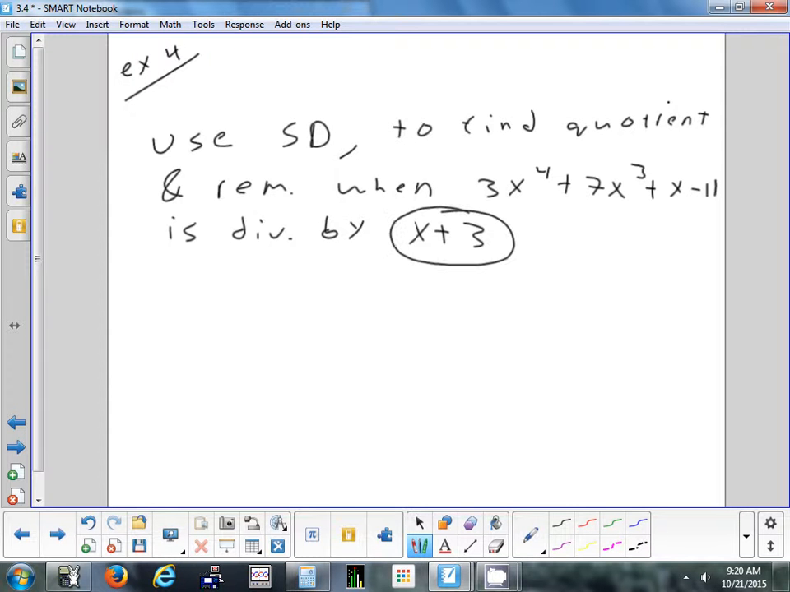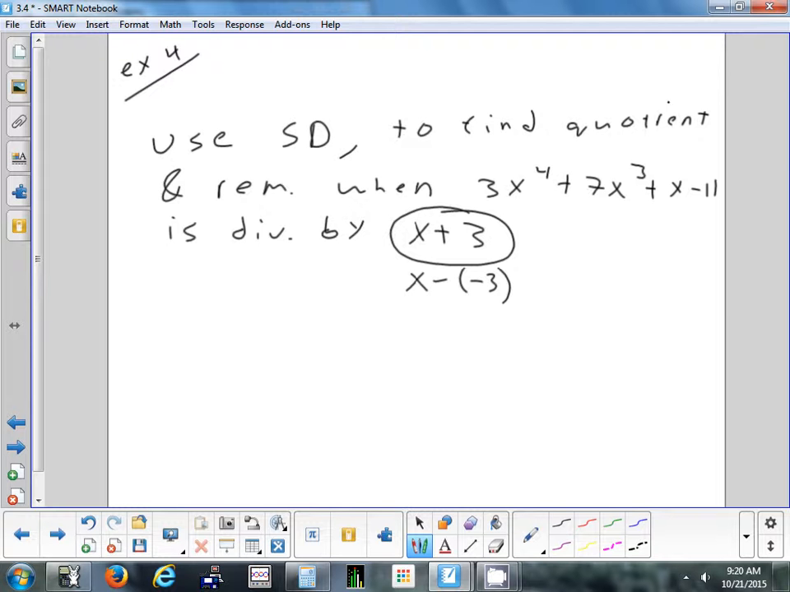Now is that what it's supposed to look like when I do synthetic division? Not quite. It's supposed to be x minus. But you can do it with x plus. How can you rewrite it as x minus? X minus negative 3. Think of x plus 3 this way.